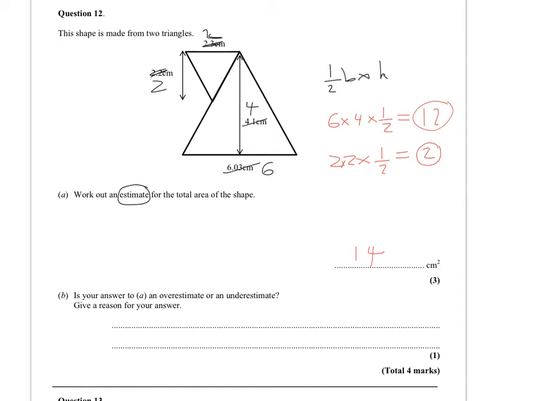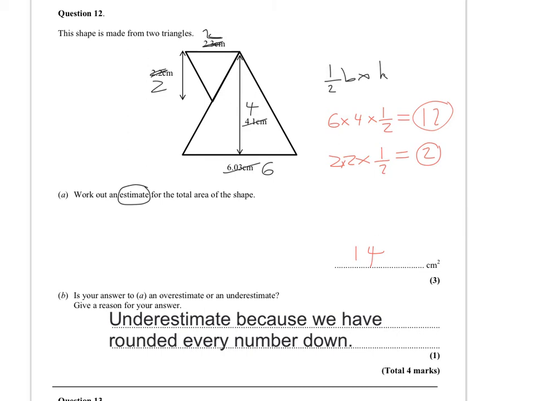Part B asks us, is your answer to A an overestimate or an underestimate, and give a reason for your answer. Well, we've rounded all of our values down, so that means that the calculation that we've got is going to be smaller. So we'll have given an underestimate because we've rounded every number down. So it's important not only to say that it's an underestimate, but also the reason is what will give you the mark.